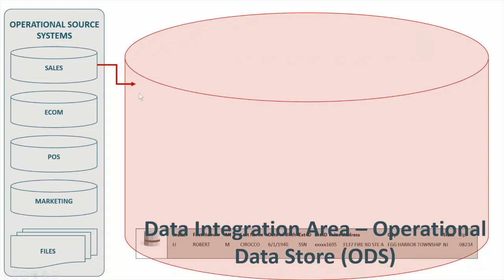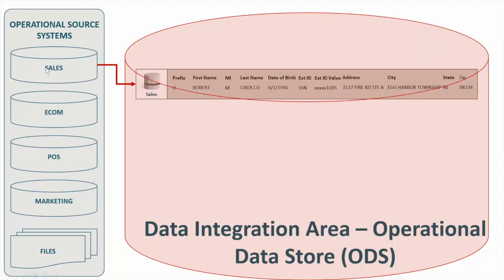For example, the data coming from sales is, let's say, first name is Robert, middle name is just an initial M, and Sirocco, with the date of birth, and then the external ID value, address, city. All these columns are actually coming from sales. So I'm extracting in this scenario just the customer information.